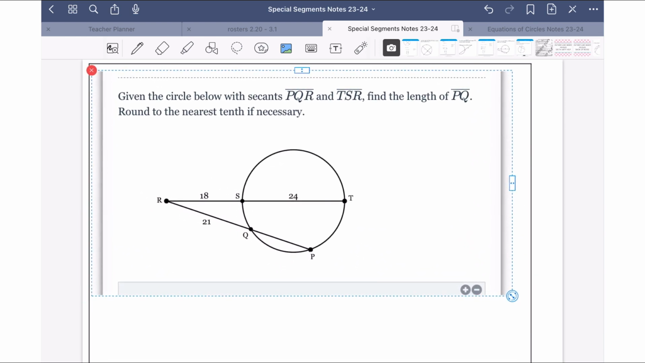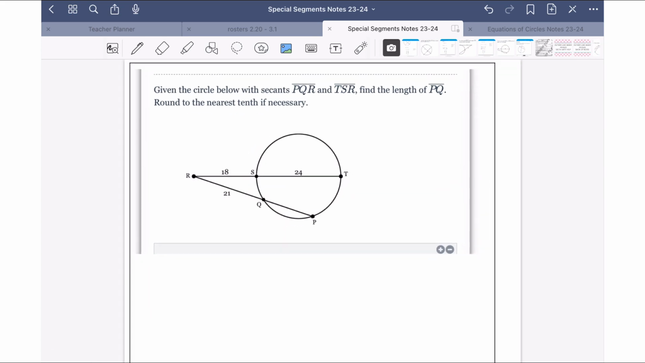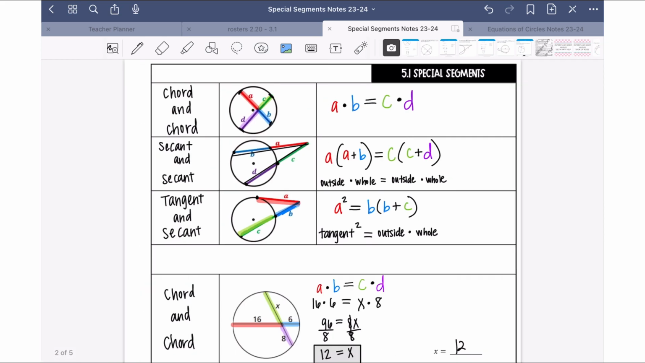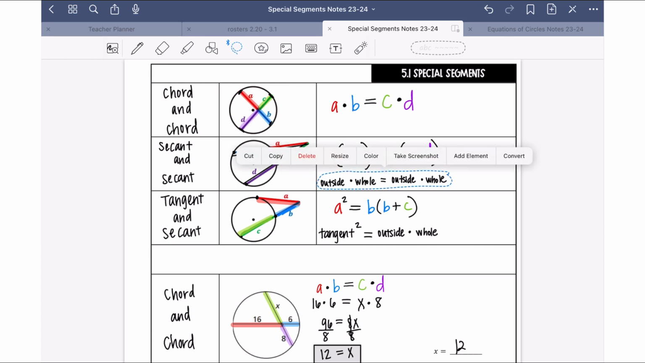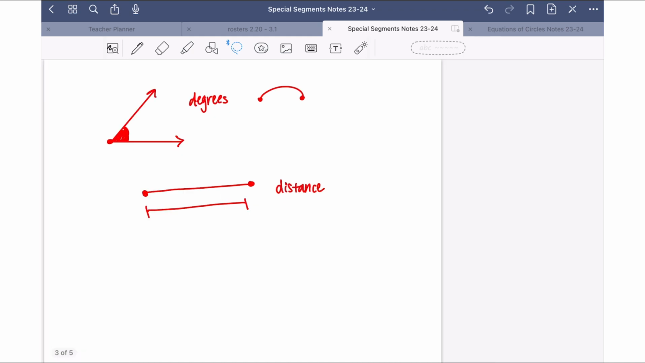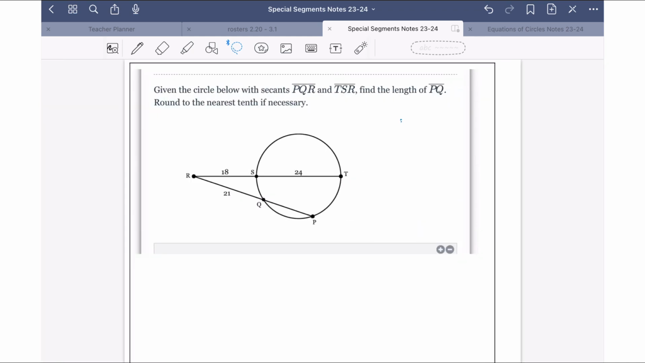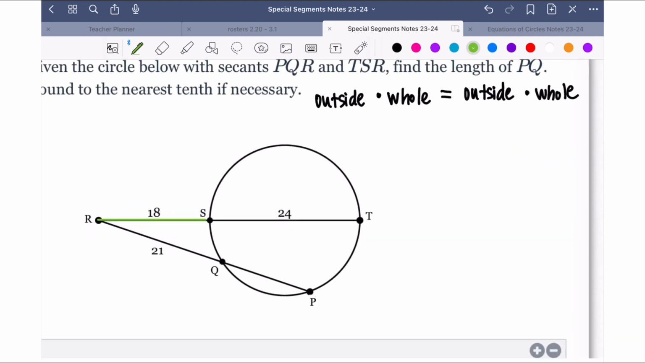Okay. Here's this one. All right, how do I know it's a secant and a secant? Both segments are touching the circle twice. And so for this formula, we have outside times the whole equals the outside times the whole. Now, I'm just going to copy the words because to me, the words just make more sense when we're actually looking at the picture. So the outside portion is 18. This one right here, 18, the outside.